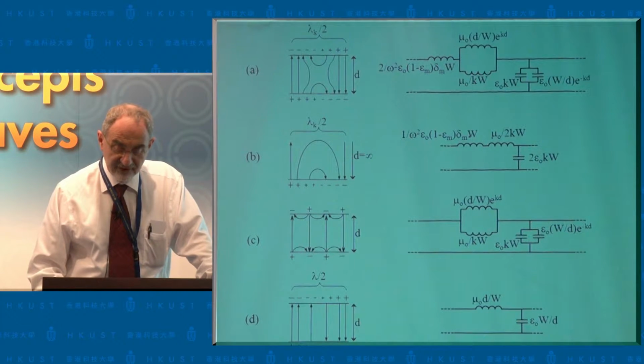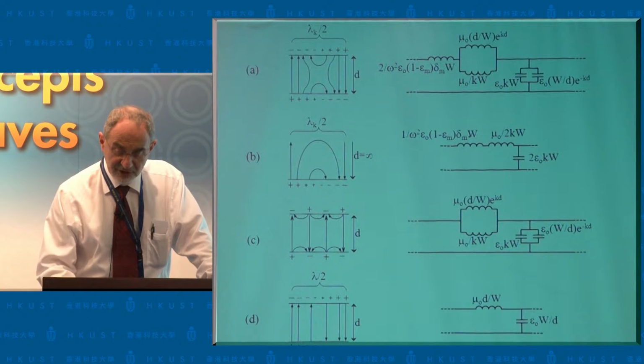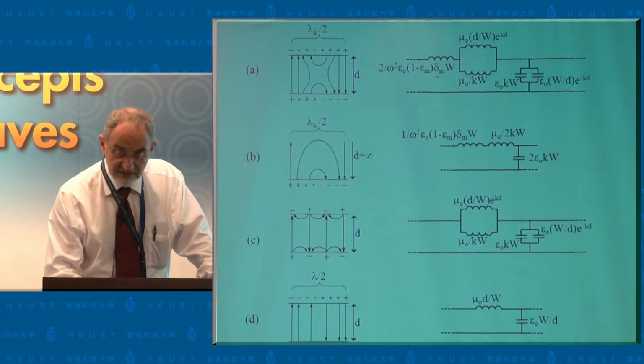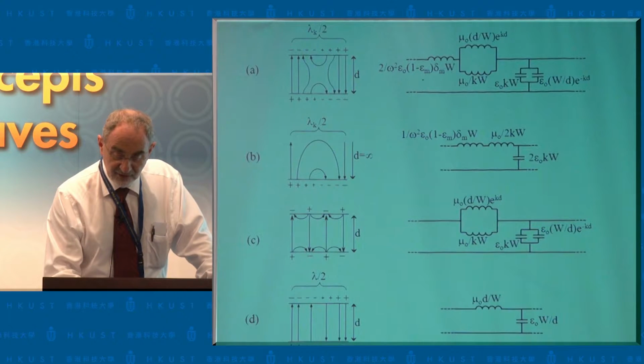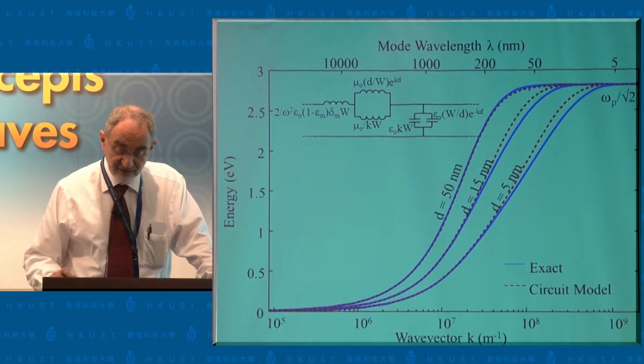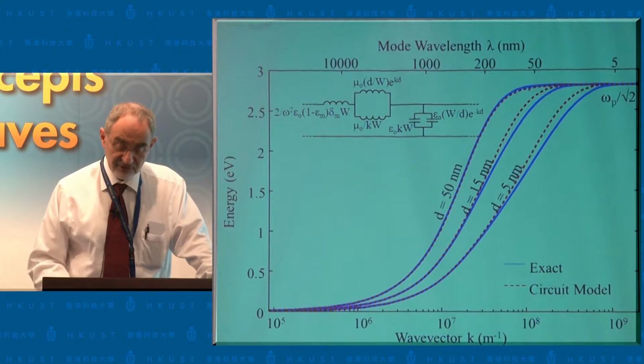You could even have double-sided plasmons. I'm only showing these because they have more complicated circuits. The most general double-sided parallel plate plasmon, as far as I can see, has 5 circuit elements, and they fit extremely well to the exact solutions.